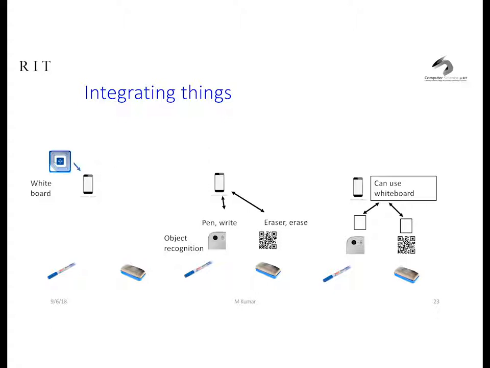I can combine all these objects together. And for each object, there is a piece of software. The software basically tells you what this can do. What is the hardware here? It is a pen that can write, and how much ink it has, for example. Maybe this eraser also will tell you how dirty it is, if it is supposed to erase. That information can be stored here, and I can use that information on this phone to create the high-level application, that is, I can use the whiteboard.